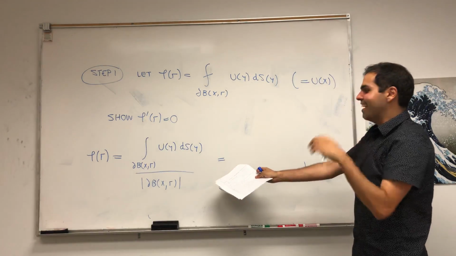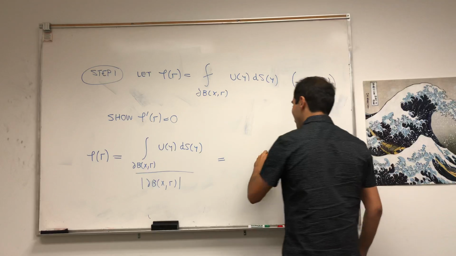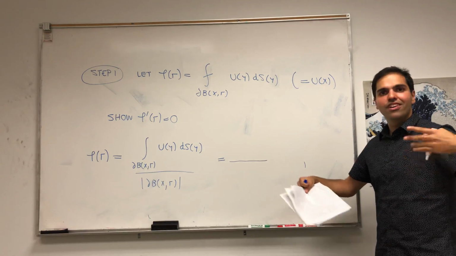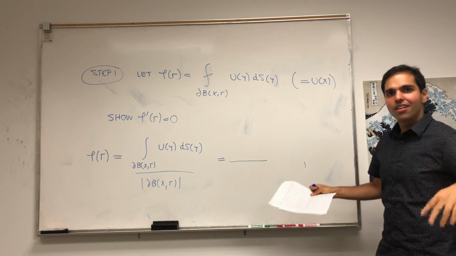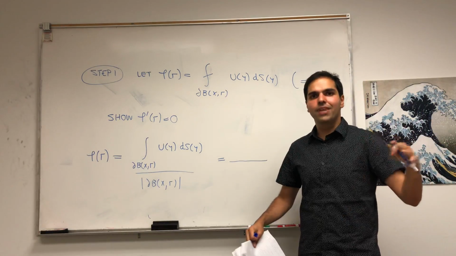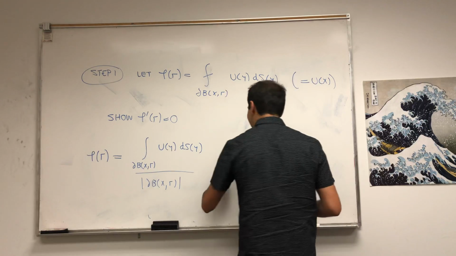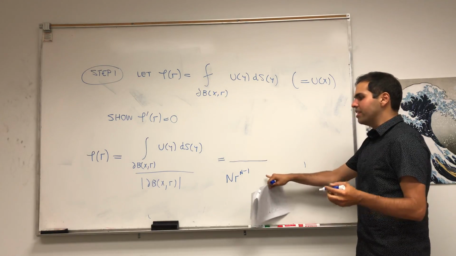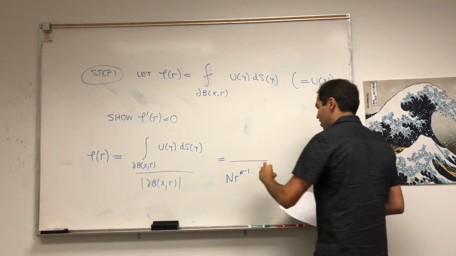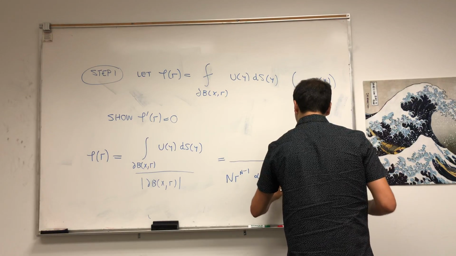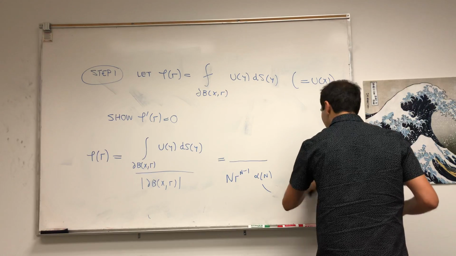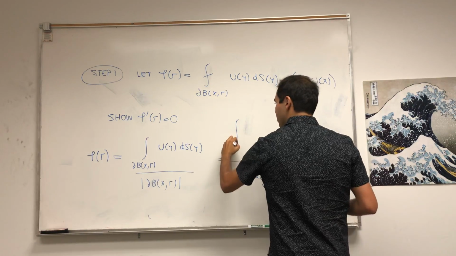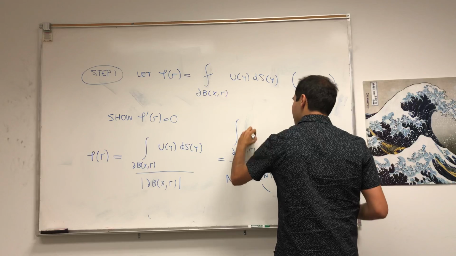And I've already calculated the surface area of a sphere in a previous video, but the only thing that's very important is that it's the derivative of the volume of a ball. And remember, the volume of the ball is a constant times r to the n. So the derivative is n r to the n minus 1 times some constant. It turns out that constant is just the volume of the unit ball. And we call this alpha n. So if you want, this is just the volume of B(0, 1). And you have this, dot, dot, dot.